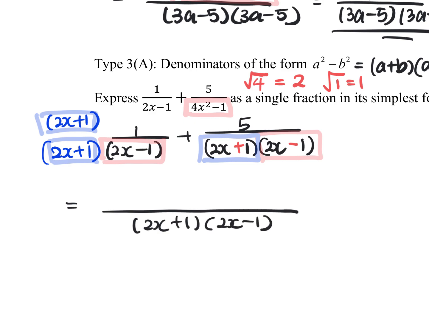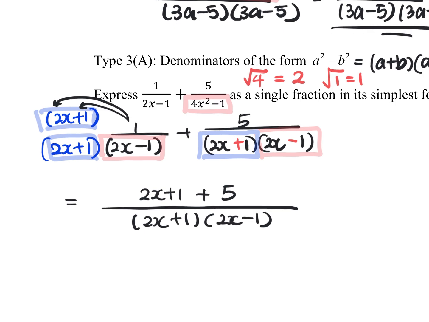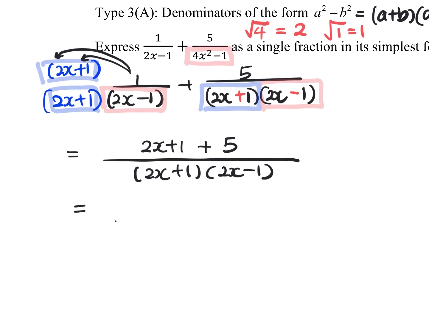Right? Next, we expand the numerator together. So this is going to be 1 times the whole of it. It will be just simply 2x plus 1. Next, this is an addition, so I'm going to continue with plus 5. But it's not the final answer yet. We got to simplify our fraction.